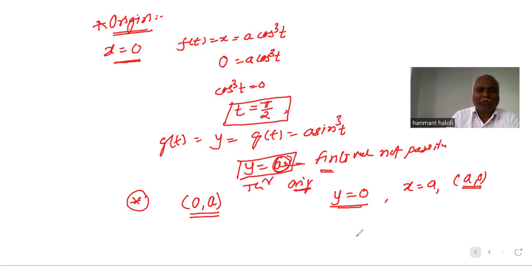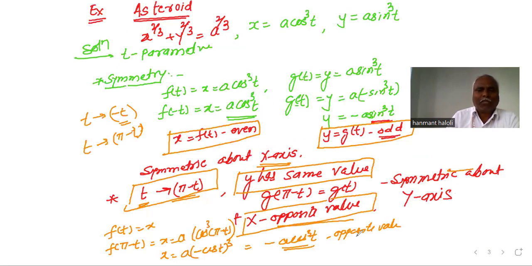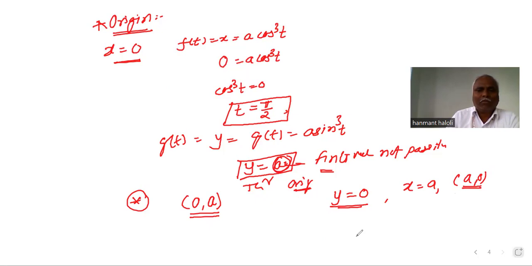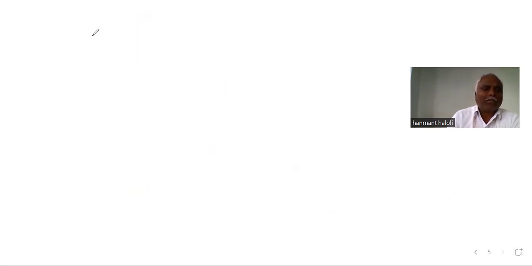Then go for the next point. Next, we'll check for tangency. Third point, tangency.